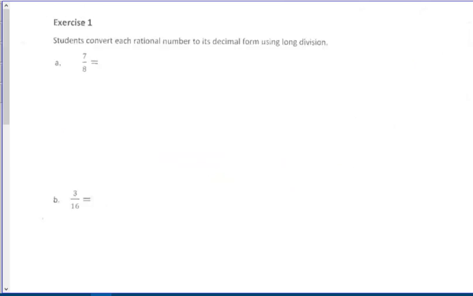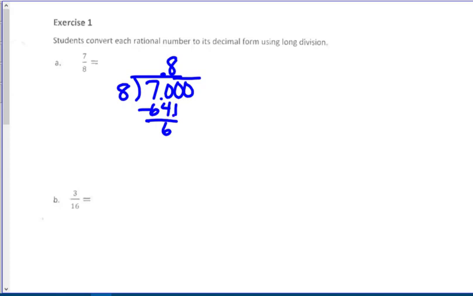So exercise 1 here says, go ahead and convert each rational number to its decimal form using long division. 7 divided by 8, not 8 divided by 7. Annex some zeros. Let's see how long it's going to go. So now my decimal point is in my quotient. 70, 8 goes in there 8 times. I get 64, and I subtract.